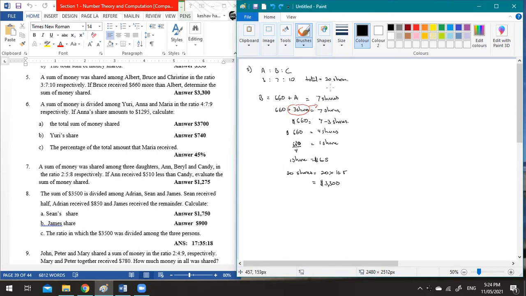Now the total amount of shares is 20, so 20 times 165, $3,300.